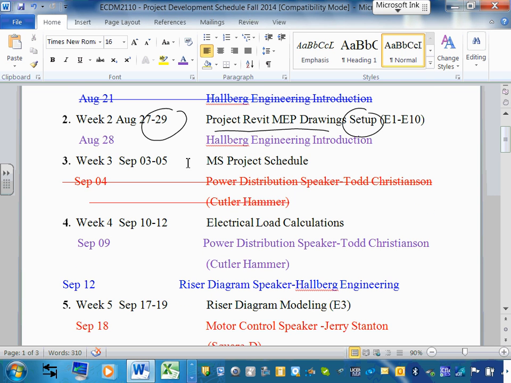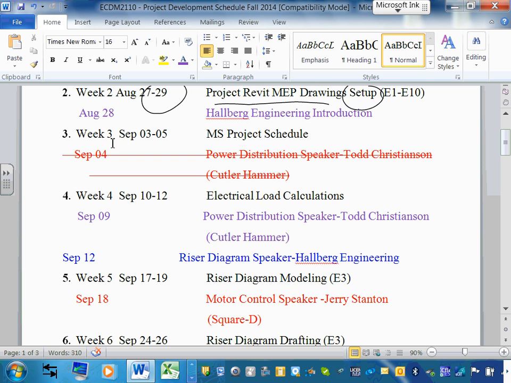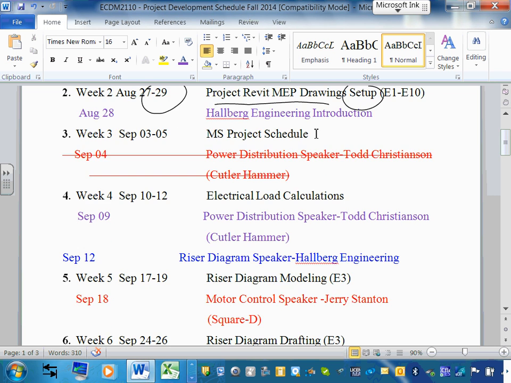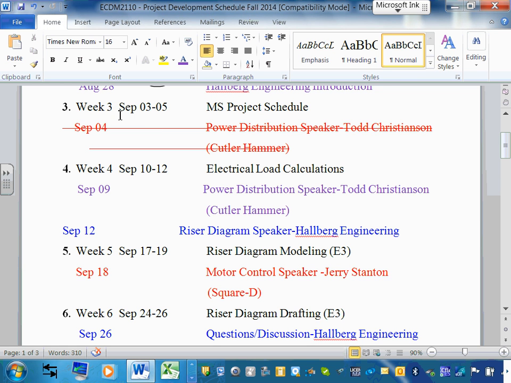Halberg will be here, guys, on the 28th, which is a Thursday. Is that Thursday? 28th, yep. So next week we will be doing a project setup in Revit, and I have details for that one. The week after, week 3, we're going to do the MS Project schedule, Microsoft Project. So we have 3 days to finish.